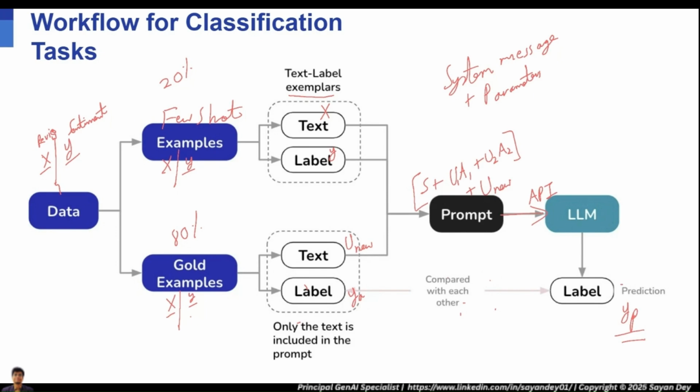So let's say you now try to change the system message. Let's say you got an accuracy of 80% when you did this. I'm just giving a ballpark number, okay?